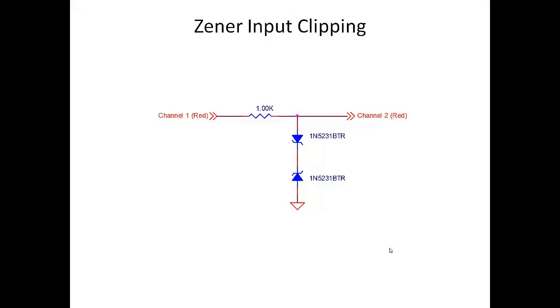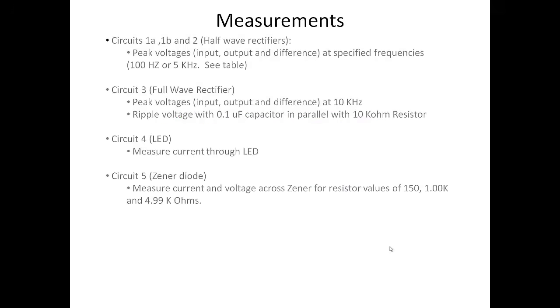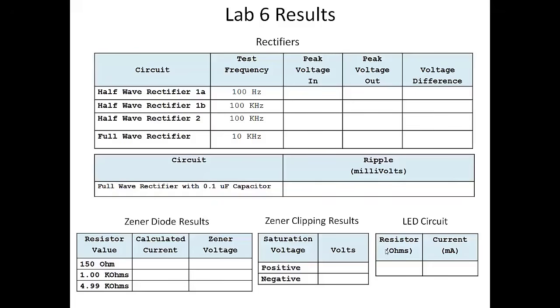Measure the voltage limitation imposed by the Zener clipping circuit by measuring the maximum positive value and minimum negative value of the output signal. The results table is divided into sections, and I strongly suggest having the lab monitors or the instructor check your results once each section is filled out. If you wait until the end of the lab and your results are completely filled out, you may have to go back and reconstruct some of these circuits to retake measurements.